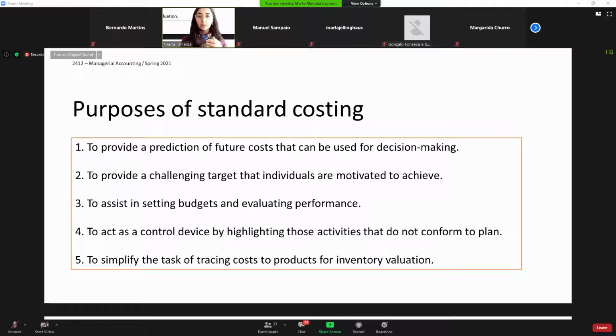Direct labor was more expensive because they had to work extra hours and pay for extra hours. So we can identify what went according to plan and what did not go according to the budget. And also it will simplify the part where we can trace the costs for inventory valuation, okay?